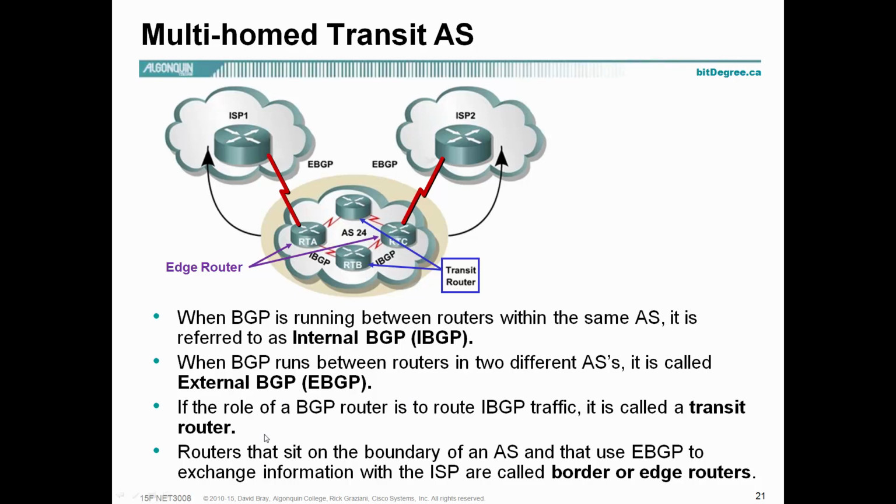And in terms of terminology, if the role of a BGP router is to route IBGP traffic, we call that a transit router as well. So remember, routers that sit on the boundary, we call these border routers or edge routers, right? And by definition, these are going to run EBGP with routers from another AS.